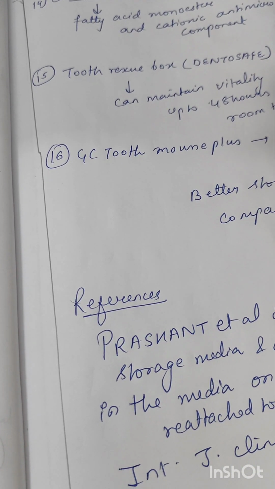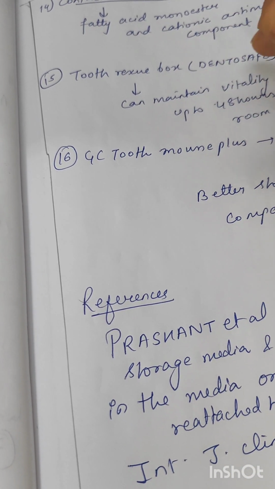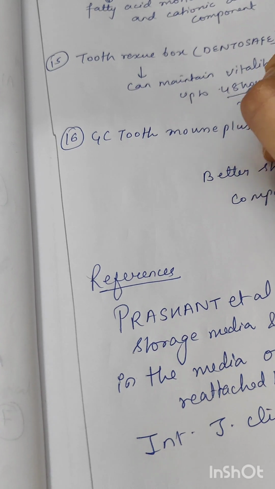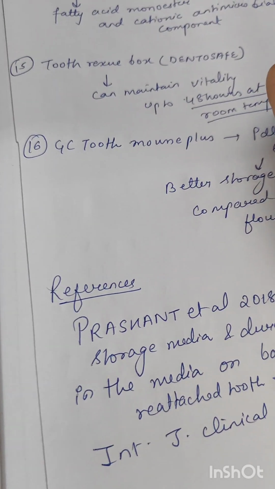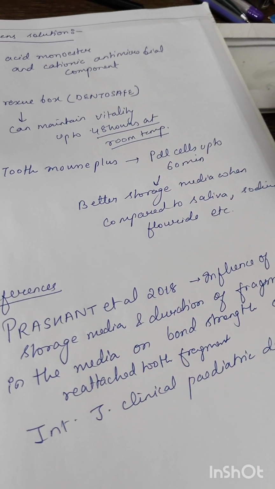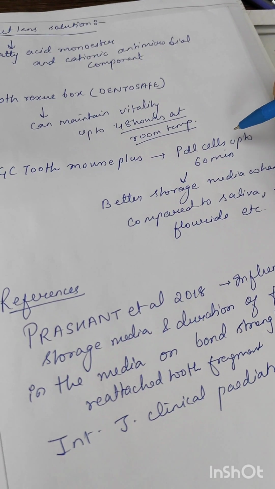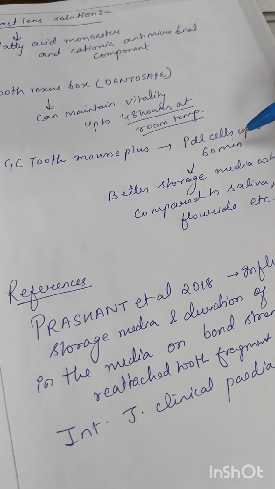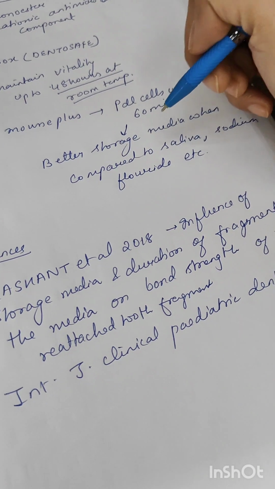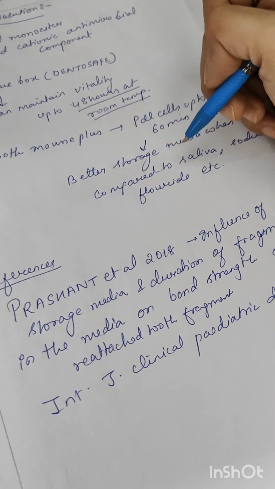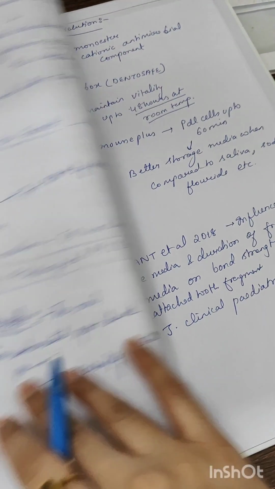Next is the tooth rescue box, that is DentoSafe. It can maintain the viability of the PDL cells up to 48 hours at room temperature. Next is GC Tooth Mousse Plus. It can keep the PDL cells viable up to 60 minutes. It is a better storage media when compared to saliva, sodium fluoride, etc. So once again we'll just revise.